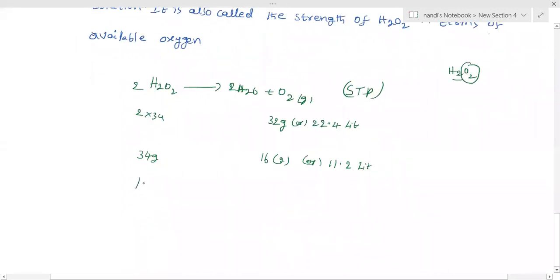Suppose I am taking 17 grams per liter, assuming here H2O2 is a 1 liter solution. Please can you find out, if I am taking 17 grams, how much oxygen this gives? By 2 I am taking every time. 8 grams of oxygen is correct, or 5.6 liters. Is that correct? Anything wrong here?